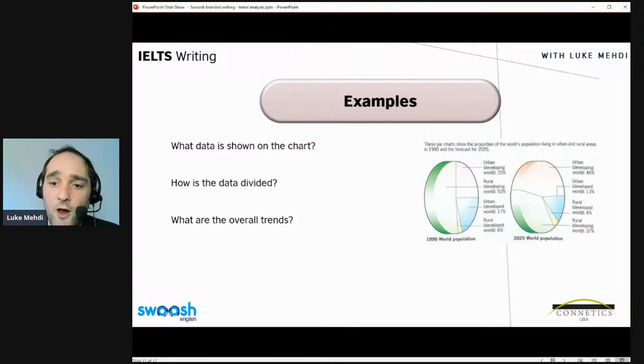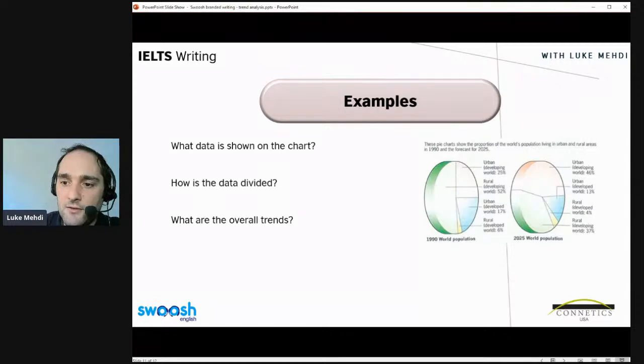Okay, this is more like the kind of thing that you would get in a real task 1 compared to the first pie chart that we looked at. This is quite complex. There's lots of different comparisons to make. The comparison between the urban and rural areas, and the comparisons between the developing and the developed world, and the comparison between 1990 and 2025. So there is quite a lot to compare there. Yeah, good, ECEP. There is a massive decrease in the percentage, or the proportion, of people living in rural areas. Yes.